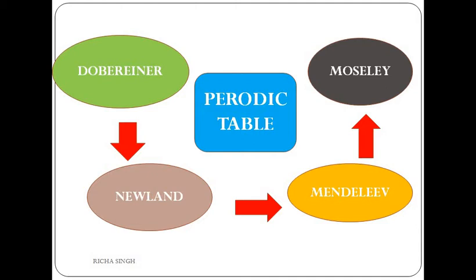The first scientist who started this grouping and classification was Dobereiner. After that came Newlands, then Mendeleev, and finally Moseley constructed the final periodic table. So here we will study the efforts of each scientist: what was their discovery, what were the main points of the discovery, and what were the limitations or drawbacks of their theories. We will first start with Dobereiner's.